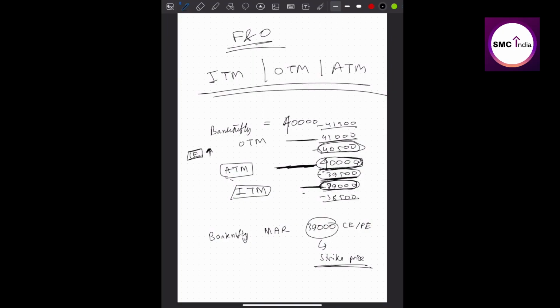Bank Nifty is currently trading at 40,000 levels, but we bought an option at the 41,000 level. So where is 41,000? 41,000 is much higher than where Bank Nifty is currently trading. That's why it is called out of the money, right? Now I hope I have made it clear what is in the money, at the money, and out of the money.